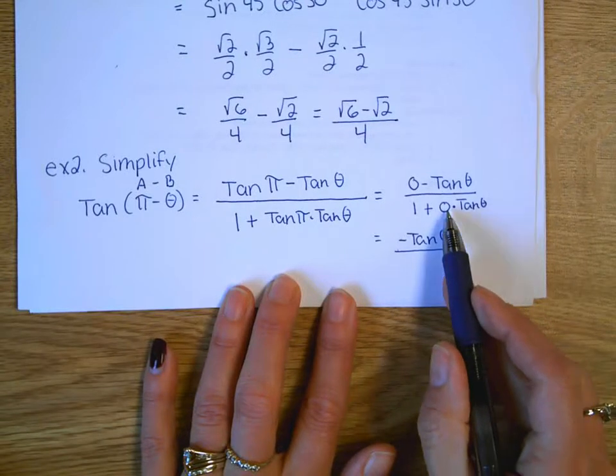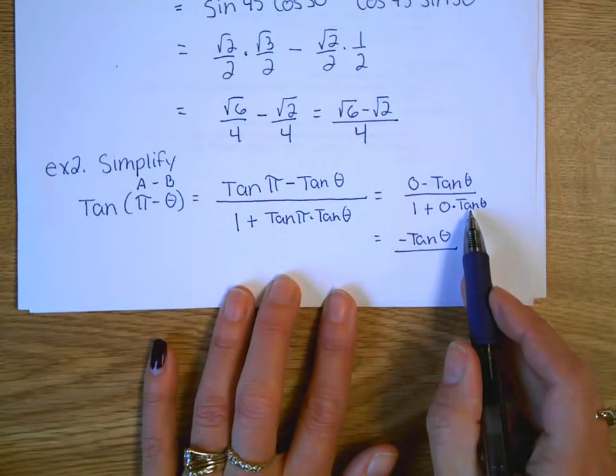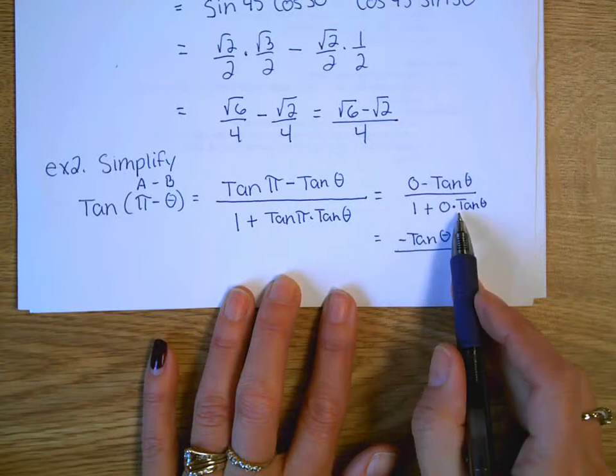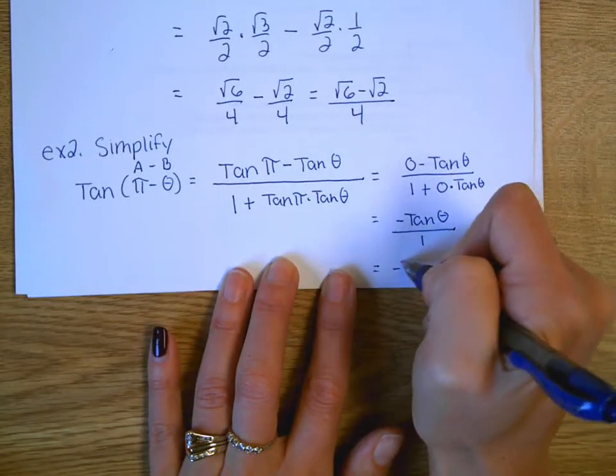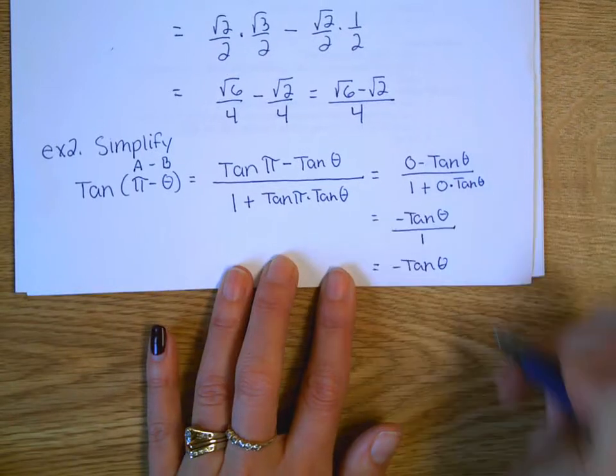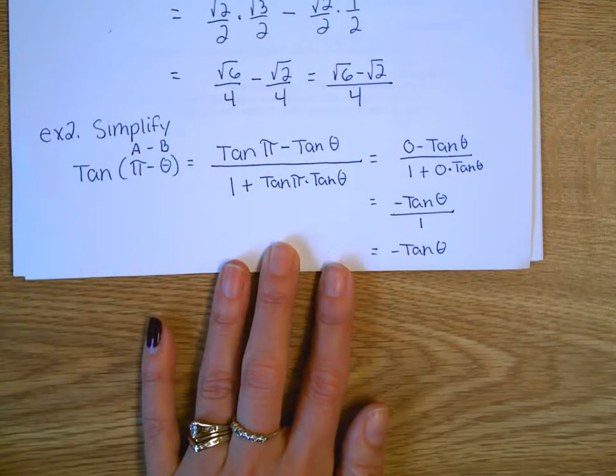On the bottom, you have to multiply first. What's 0 times tangent? 0. 1 plus 0 is 1. If you divide by 1, you get the negative tan theta. As simplified as you can get it.